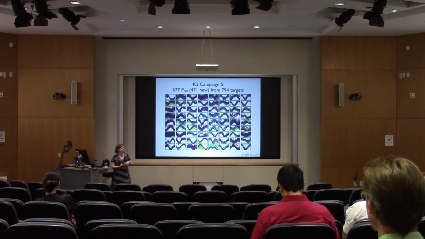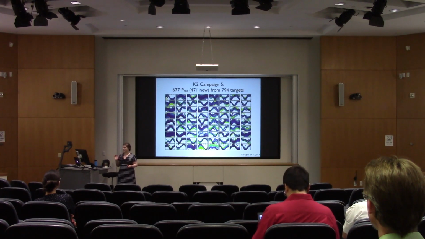So with just Campaign 5, there were 794 out of about 1,200 Praesepe stars in there, and we added 471 new rotation periods. These are just some of the phase-folded light curves from that campaign. You can see there's a wealth of spot indicators and variability going on, which I'm not going to talk about at all, but is definitely ripe for investigation if anyone is interested in that.